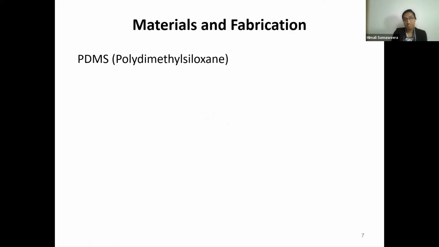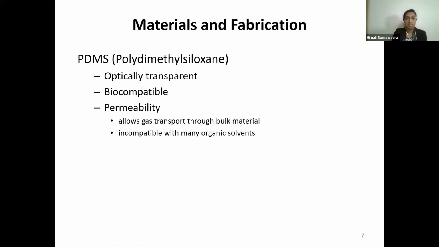There are several advantages of using PDMS. It's optically transparent and biocompatible, and it's gas permeable, so oxygen will be supplied through the device and the cells survive. It's also incompatible with many organic solvents, and it's elastomeric, so once they actuate it has this reversible deformation and can come back to the same design that we had before.